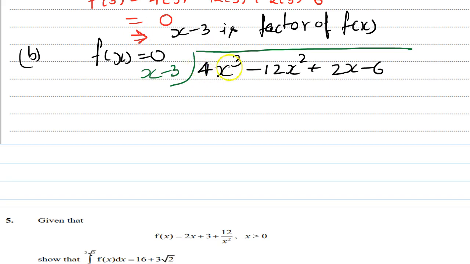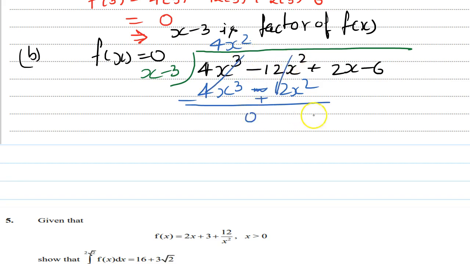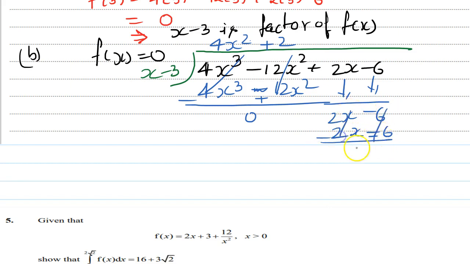Here it is 4x cubed and it is x, so it will be 4x squared here. If you multiply by 4x squared, it will be 4x cubed minus 12x squared. If you change the sign, this is cancelled out, so this is 0. We got 2x and this minus 6. Now let's take plus 2 here, so if you multiply then it will be 2x minus 6, and if you change the sign, this will be 0, so we got 0. So we have got here x minus 3 times 4x squared plus 2, that is equal to 0.